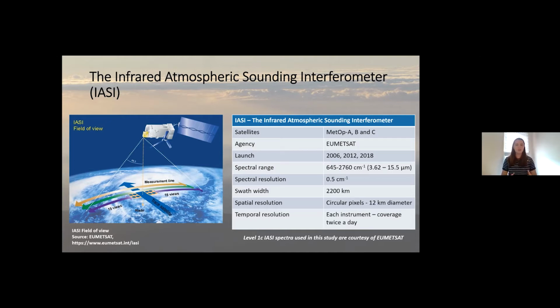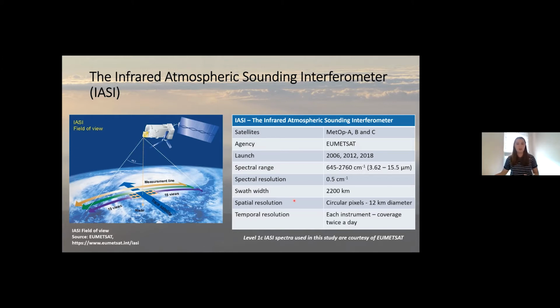Very commonly, UV sensors have been used for monitoring emissions of SO2 due to the really great sensitivity within the UV to SO2. But because they're relying on reflected solar radiation, there are gaps at nighttime and during high latitude winters. And so using infrared instruments like IASI can fill in that gap. It's another reason why it's good to use multiple instruments together.